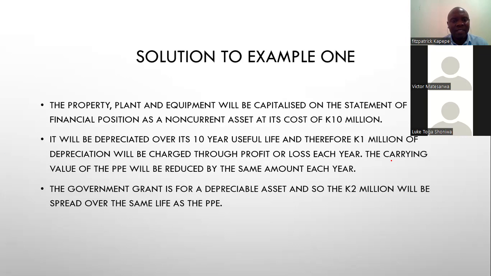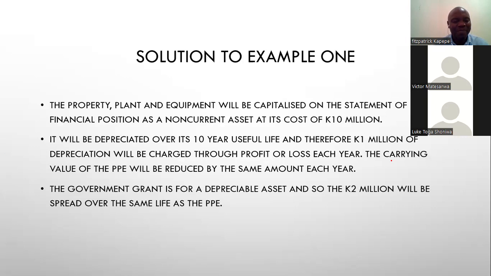The property, plant and equipment will be capitalized on the statement of financial position. Yes. It will be depreciated over 10 years, useful life. Yes, we even know the value. The depreciation will go in the income statement. Yes, the accumulated depreciation will be there to discount the original cost of the property, plant and equipment.